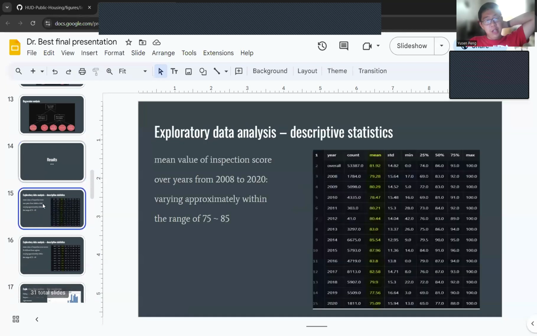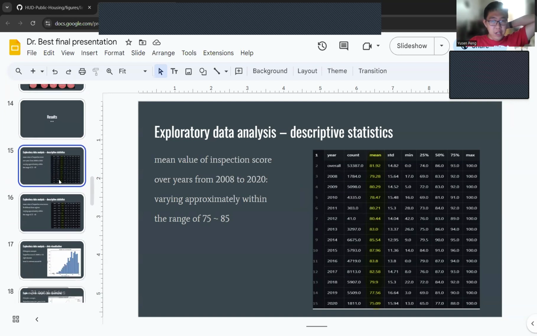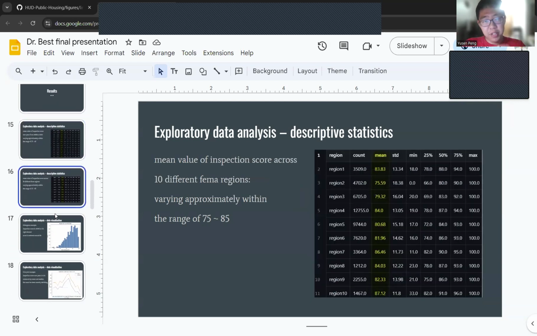So in results, I already discussed this before. We have descriptive statistics. The range from 2008 to 2020 is approximately 75 to 85. It's not going to be super low like 60, and it's not going to be super high like 95. And then we have the descriptive statistics for 10 different regions. The range is still like 75 to 85, not really low, not really high.